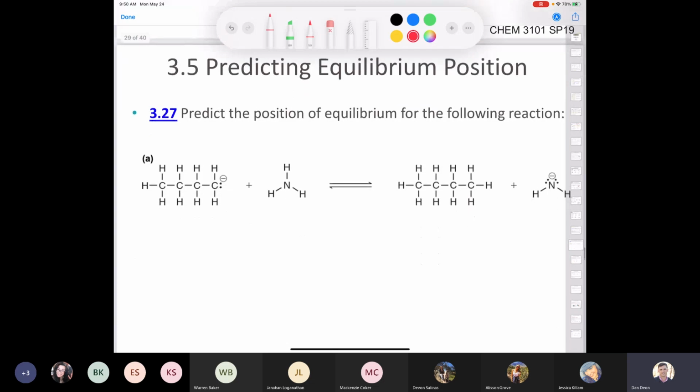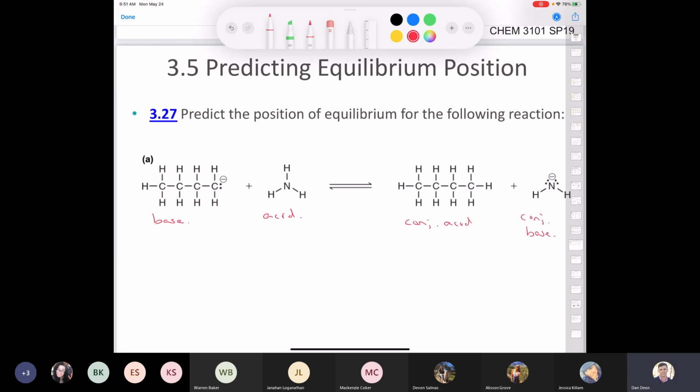So with that in mind, let's take a look at a problem. This is problem 3.27 from your textbook. We have an equilibrium arrow here, but it's asking us which side does it lie towards, to a greater amount. Is it lying towards the reactants over here, or is it lying towards the products over here? Well, again, we've got a couple of ways of doing this. We can start by labeling the acid, which in this case is ammonia, and this would be our base. Over here, this is our conjugate acid, and this is our conjugate base.